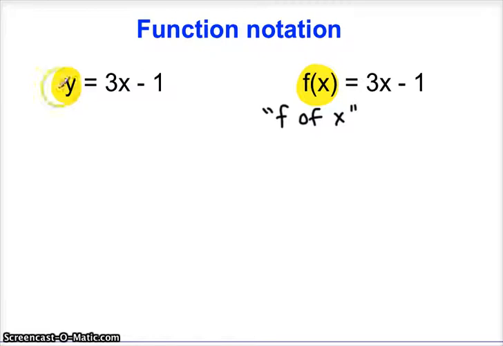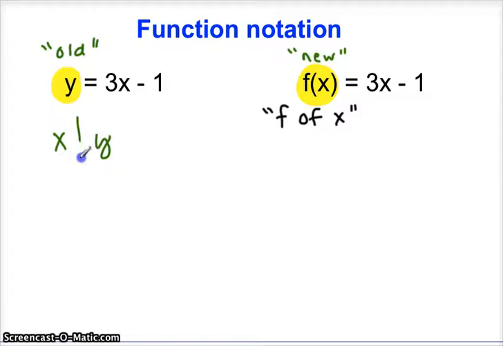So the other thing is y is kind of the old way of calling an equation, y equals 3x minus 1, where this is the kind of new way to name linear equations. F of x equals 3x minus 1. Nothing has really changed. These two things still form the exact same line. The only thing that is different is this notation that's used.